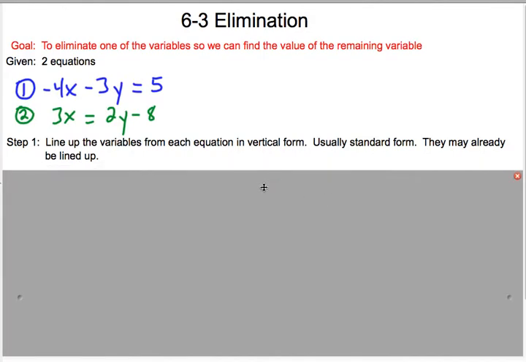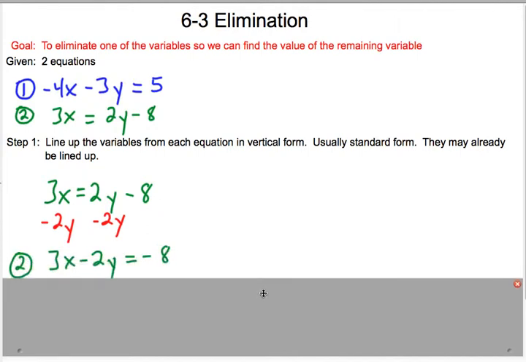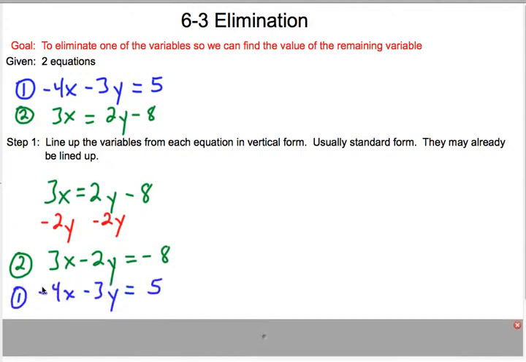I chose to turn the green one into standard form. It doesn't matter that you put it in standard form though. So by subtracting 2y from both sides, I end up with 3x minus 2y equals -8. And as you can see, when I put the blue one under it, now the x's are lined up and the y's are lined up, which is exactly what I'm looking for.